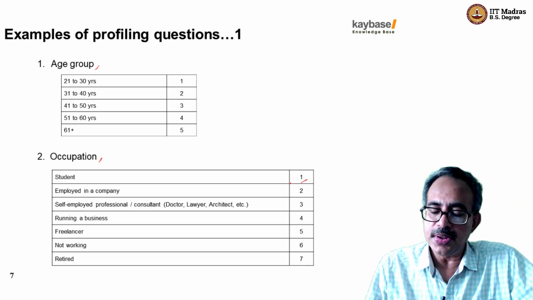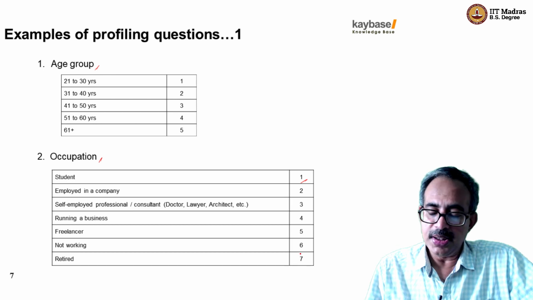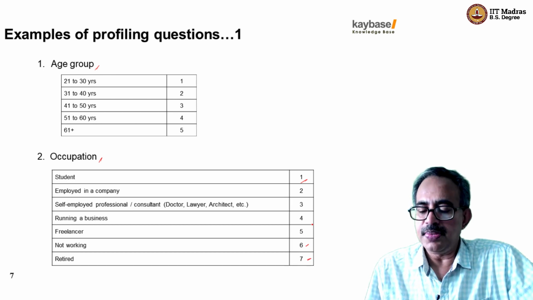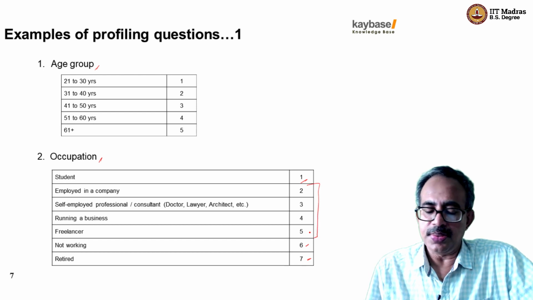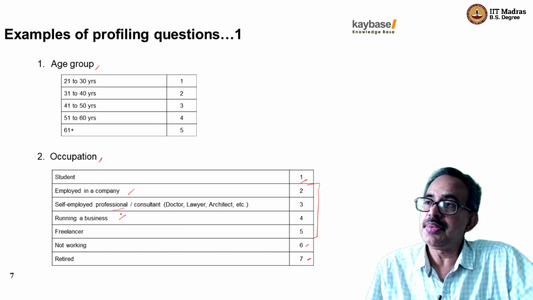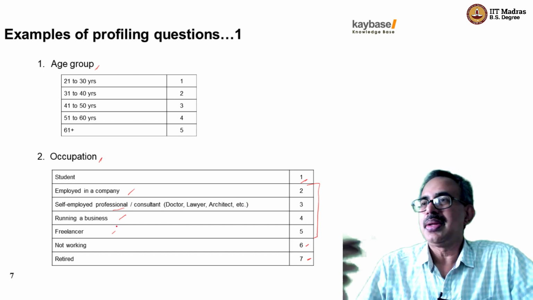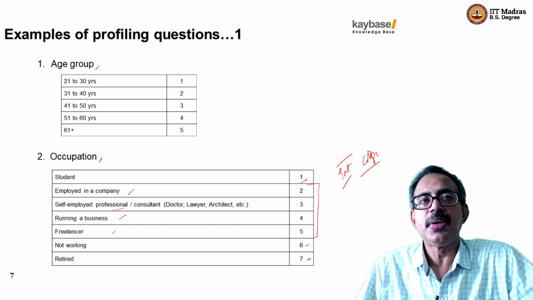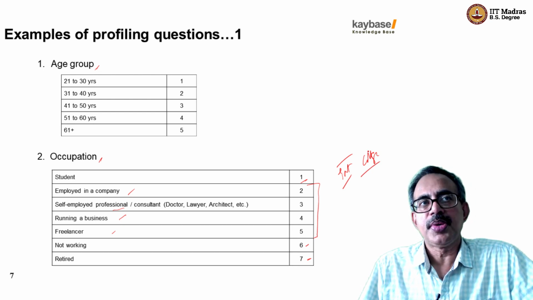Somebody can be a student, or somebody can be retired, or simply not working. Or if they're working, they can have various options: working in a company, or a self-employed professional like a doctor, lawyer, or they're running a business of their own, or they're freelancers. There are some other options here. They can be working in a government, for example, or in a college. There are many other possibilities, forms of employment, right?